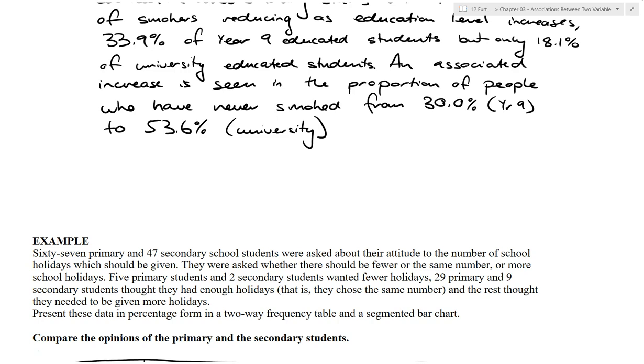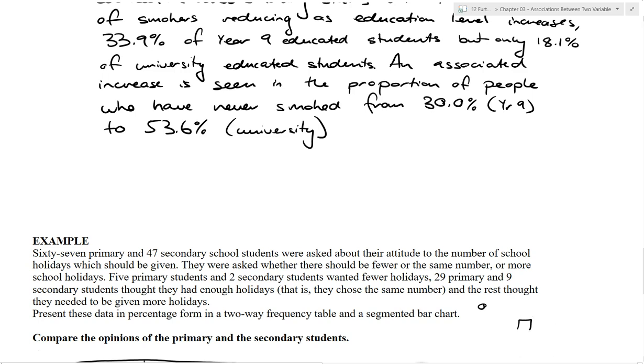They were asked whether there should be fewer, the same number, or more school holidays. Present this data in percentage form in a two-way frequency table. You'll probably need to do a regular two-way frequency table first before a percentage frequency table, and then a segmented bar chart. When you do your segmented bar chart, you should end up with two different bars, one for primary, one for secondary, and they'll have different stacks on them. Up the side, you've got percentage, and make sure you have a key when you do it as well.